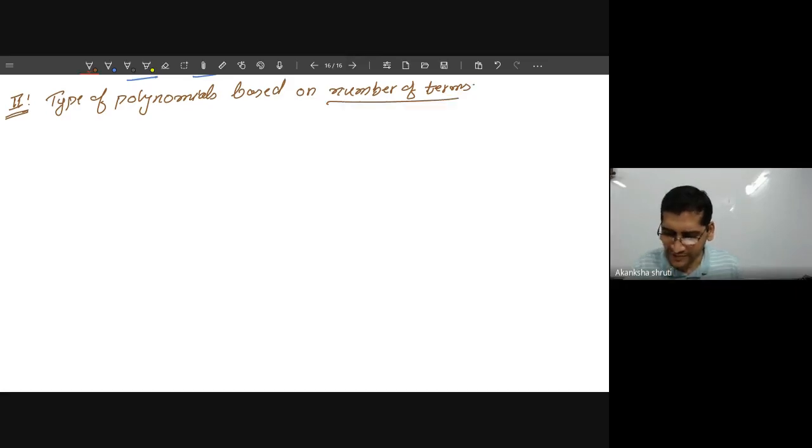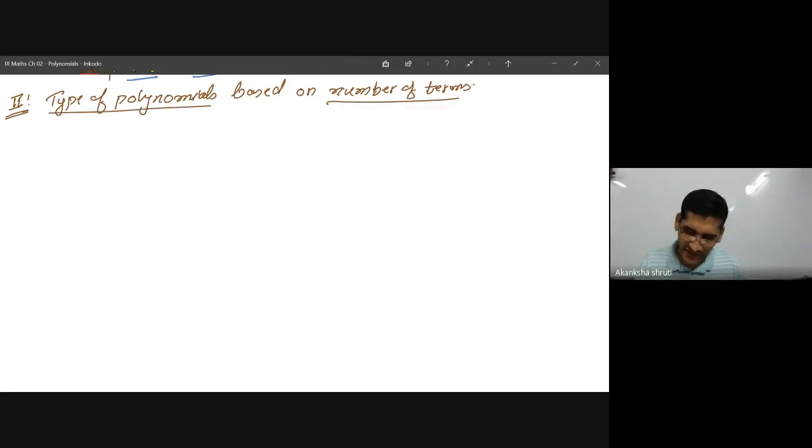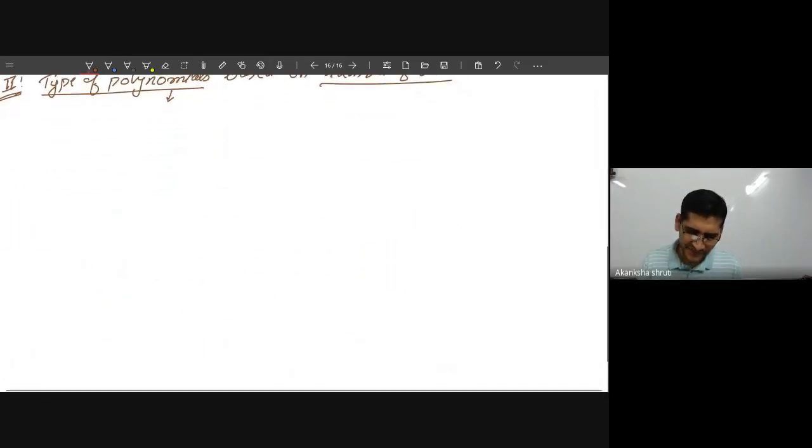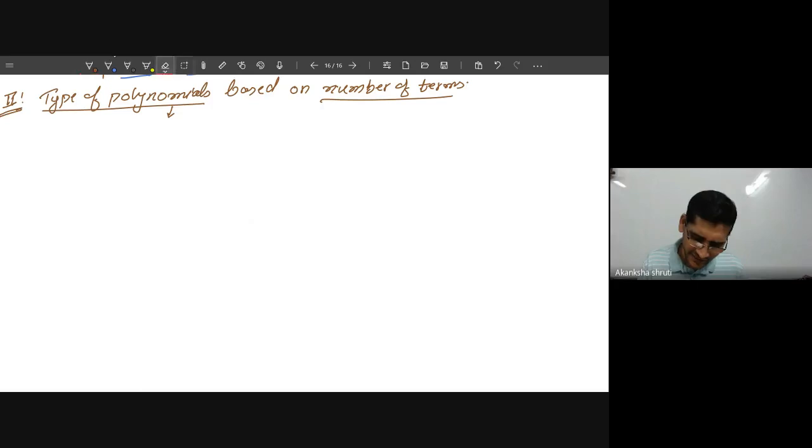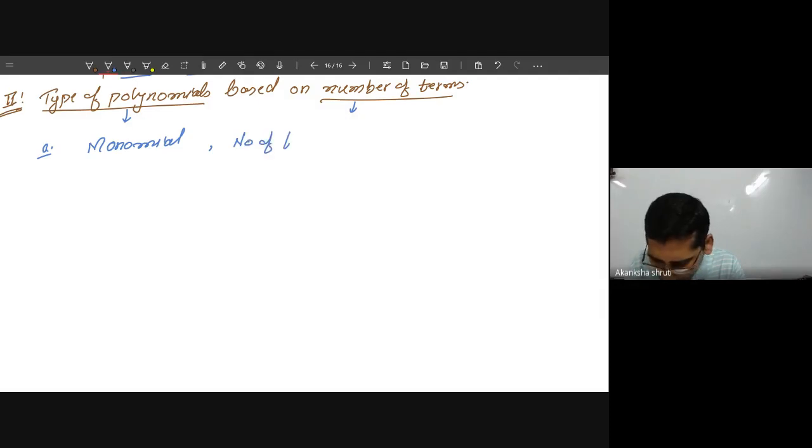We have already learned what is number of terms, then how is the type. A student, depending on number of terms, it is called as monomial, binomial, trinomial. This way this classification is there. The very first one is called as monomial if the number of terms is equal to 1 only.